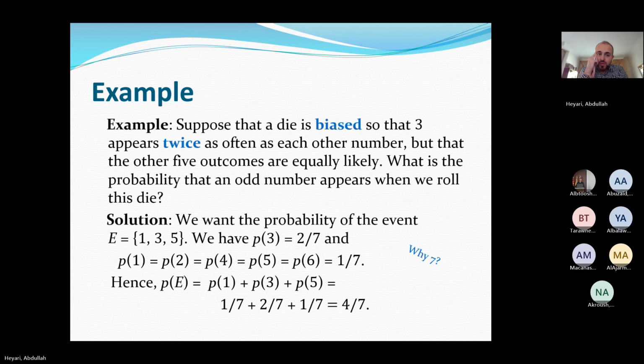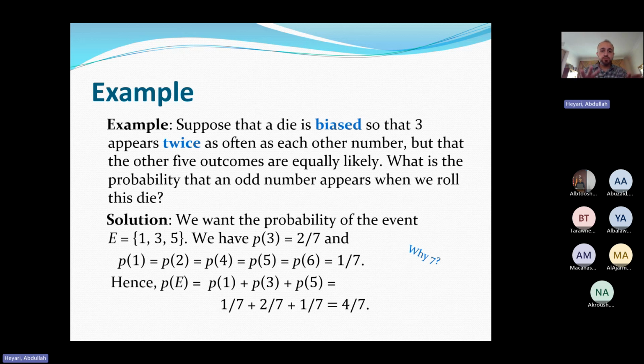So the portion is 1 for each facet, and the sum of portions is 6. So here we have 1 over 6 for 1, 1 over 6 for 2, 1 over 6 for 3, 1 over 6 for 4, etc. But here, in this twisted example, since 3 appears twice as often as any other number, the number of portions is not 6 anymore, it is 7.